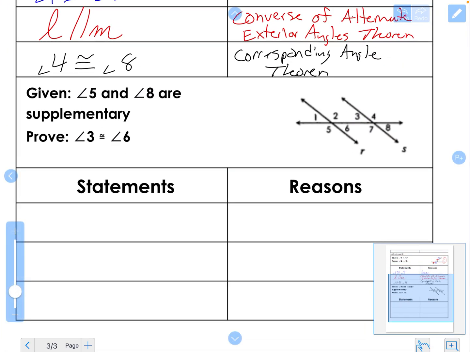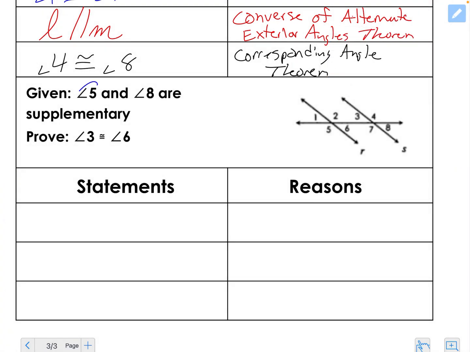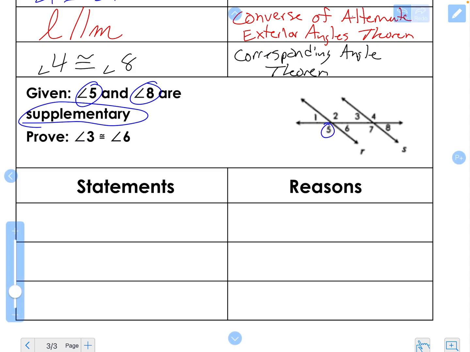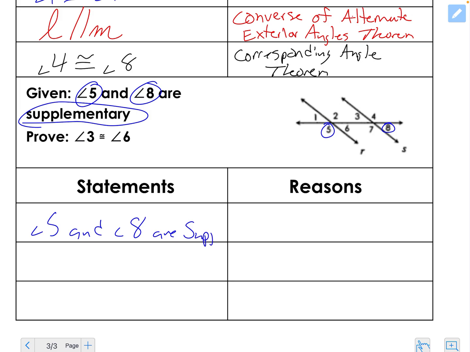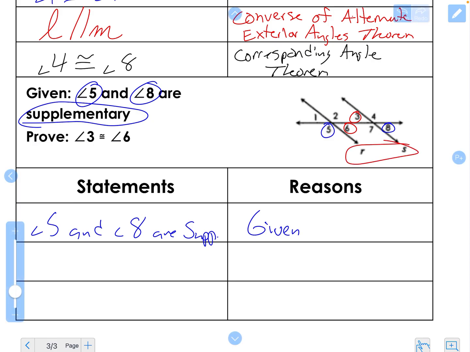So now let's look at our last example. Here, 5 and 8 are supplementary. If I look at angle 5 and angle 8, they are supplementary. That's my given. I need to prove that angle 3 is congruent to angle 6. Again, to prove that 3 is congruent to 6, I first have to prove that R and S are parallel lines. So R is parallel to S.